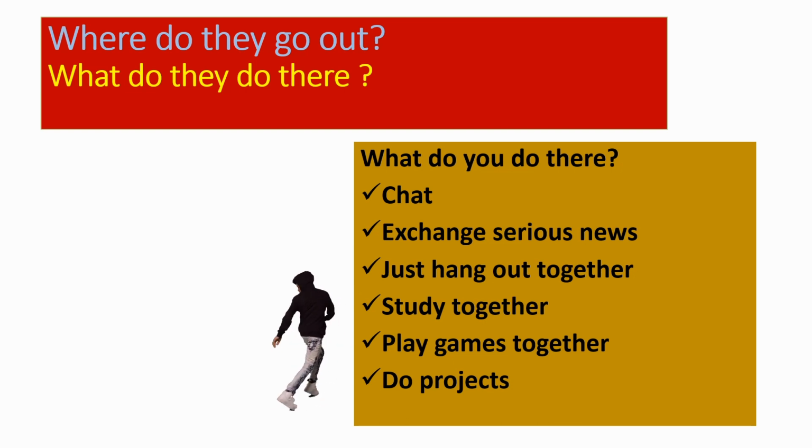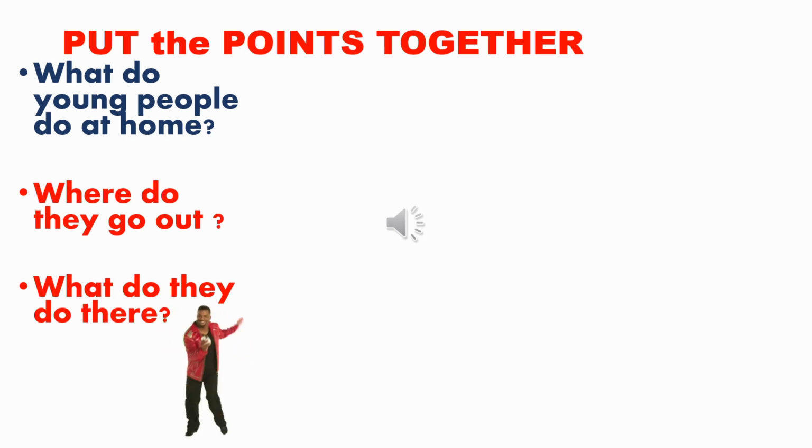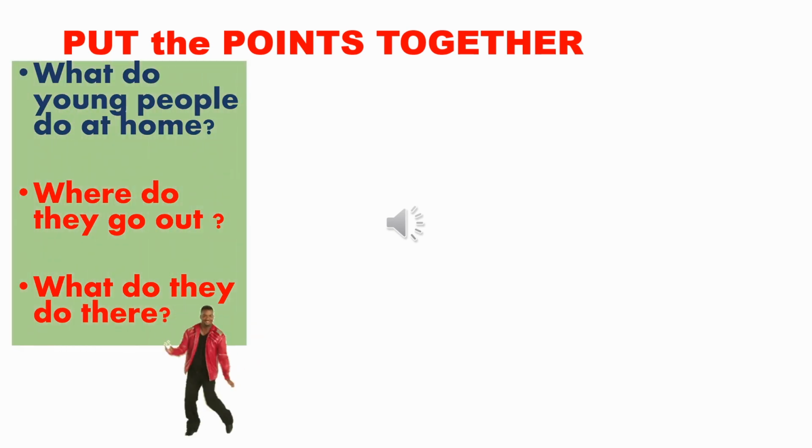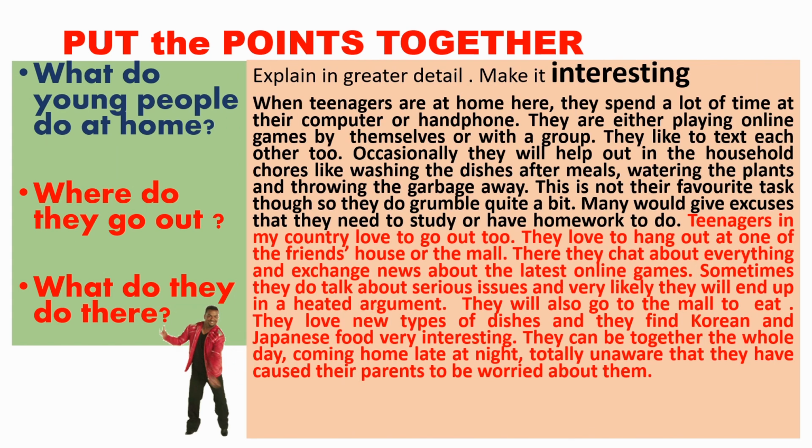So after you have written down these drafts or notes, where you have scribbled your ideas down, now it is time to put your ideas together. This is the content of your essay, where you put all the points together. Remember, each point is answering what you are asked to do. First point, what do young people do at home? Second point, where do they go out? And the third point, what do they do there? Let's read. Explain in great detail, make it interesting.